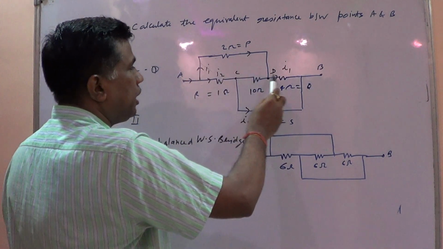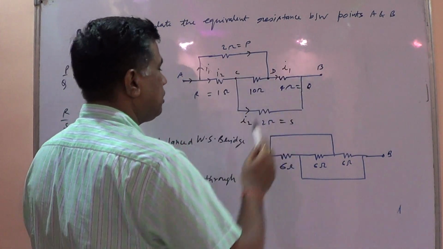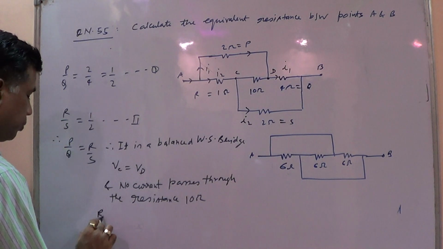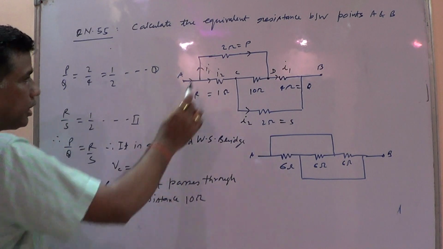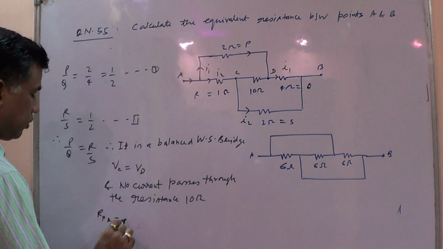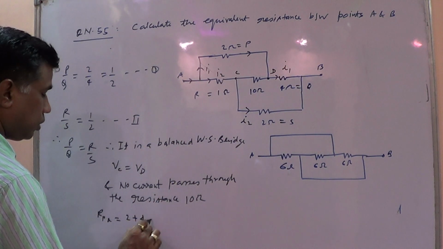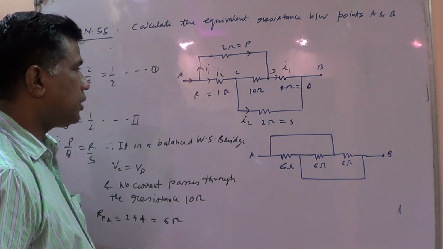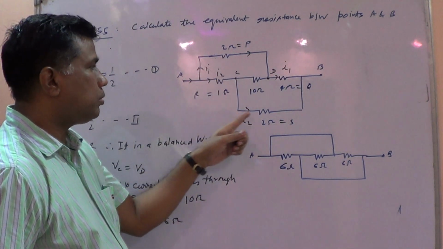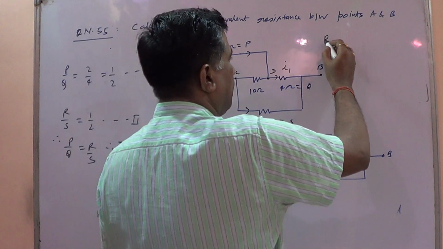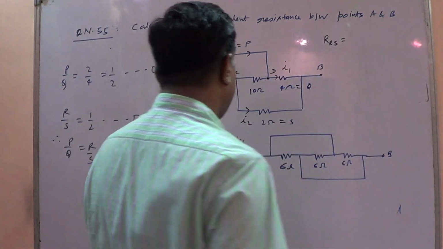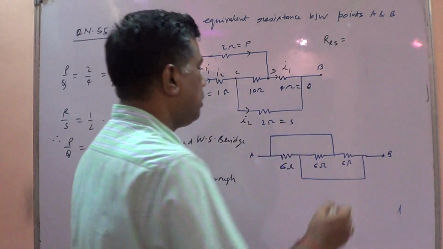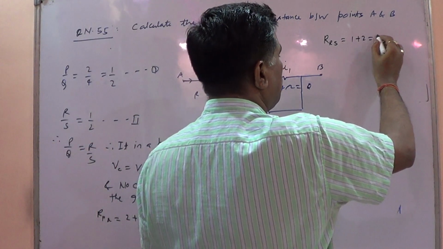So these two resistances are in series, so their equivalent is R PQ. They are connected in series, so their value will be 2 plus 4 equal to 6 ohm, and also the equivalent of these two resistances is Rs equal to 1 plus 2. They are connected in series. So 1 plus 2 equal to 3 ohm.